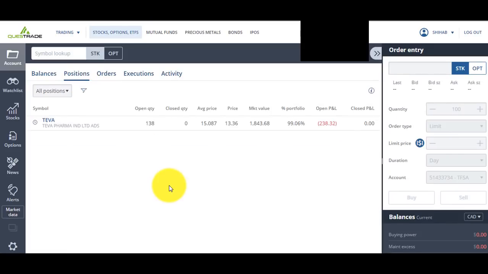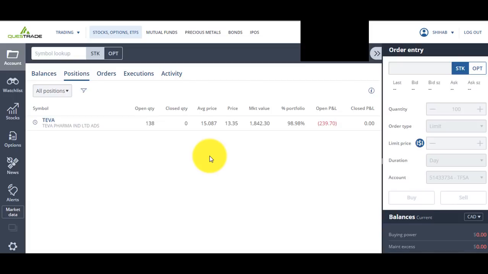What do I own? As you can see here, I own Teva Pharmaceuticals, bought it at an average price of $15.087, 138 shares. But the current market price right now is $13, so it's going down. Either I bought it too high, but regardless, I'm not worried. You can never buy at the lowest point possible. You can only be close. All you have to do is wait. Eventually it'll go back up, and then you sell at a reasonable price.